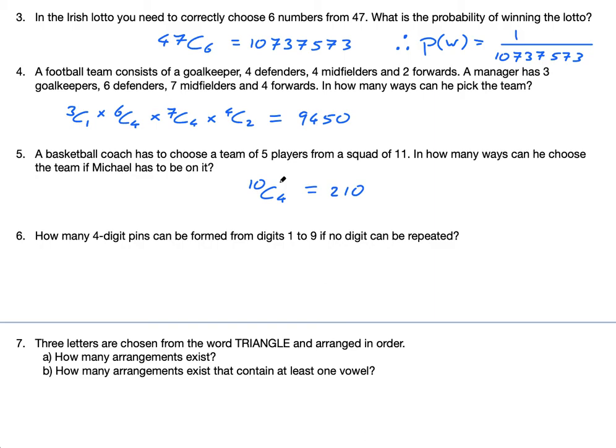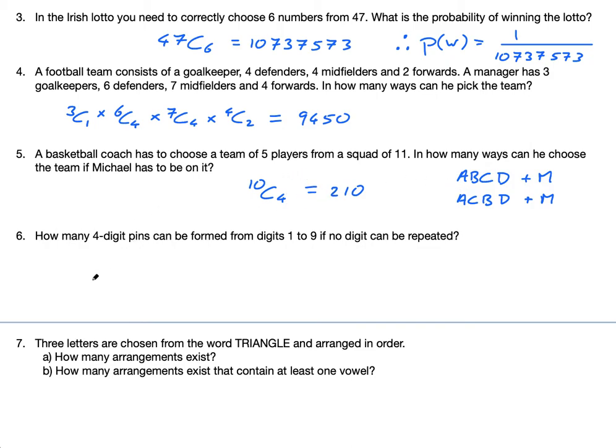How many four-digit pins can be formed from digits 1 to 9 if no digit can be repeated? Okay, so like this situation. Imagine I have Michael and then A, B, C, D, E, F, G, up to 11, whatever. So I could have Michael, A, B, C, and D, or if I had A, C, B, and D, which is a slightly different variation, plus Michael, they're the same team. So the order just doesn't matter how I choose them. This basketball team is the same as this basketball team. We weren't talking about what position they're playing or anything like that. So this is just 10 choose 4.